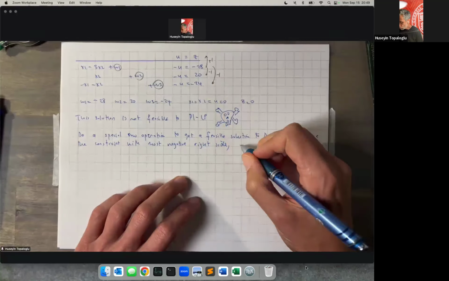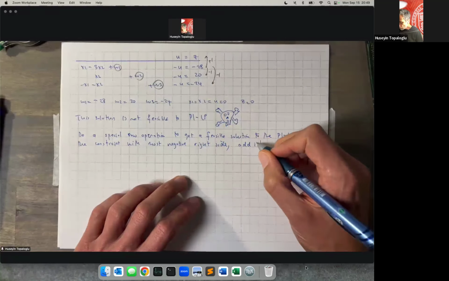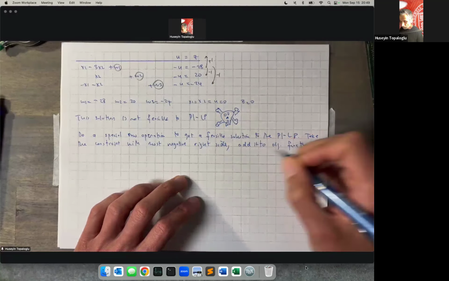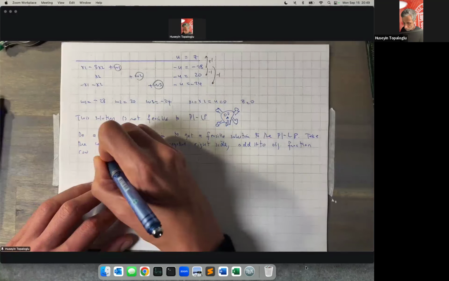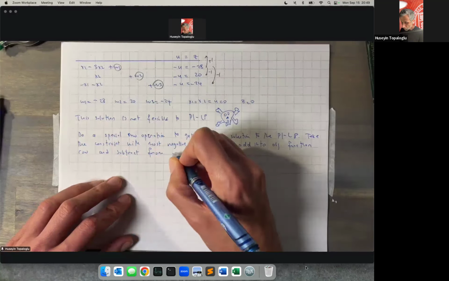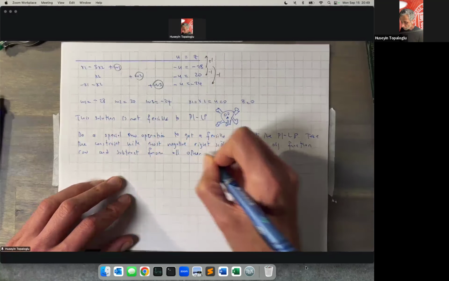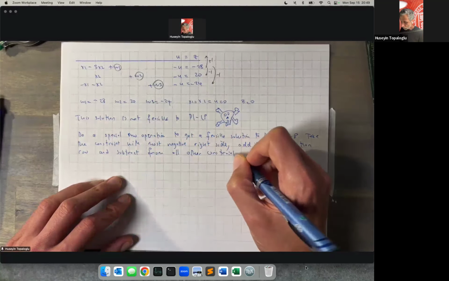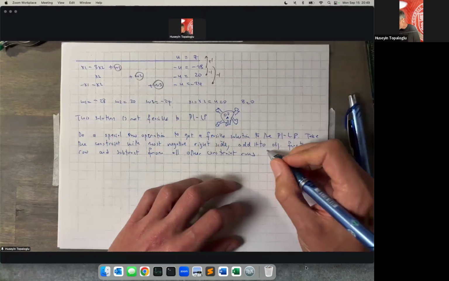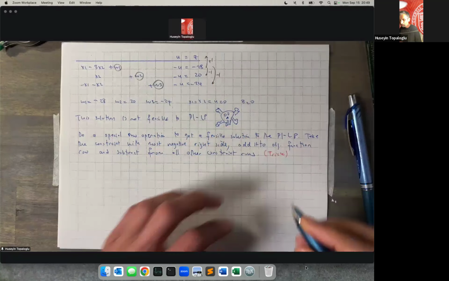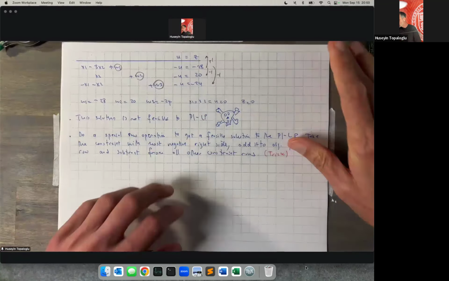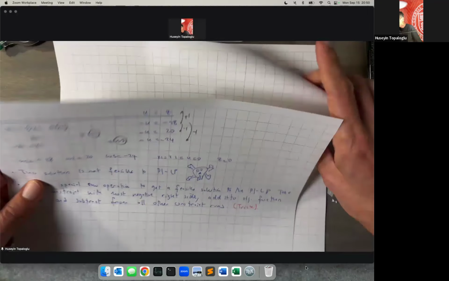Add it to the objective function row, and subtract it from all other constraint rows. So this is a trick. Again, it's not something you figure out on your own. Somebody tells you how to do this. It's a trick, and this is why you're sitting in this course. Let's do those row operations and see what we get.